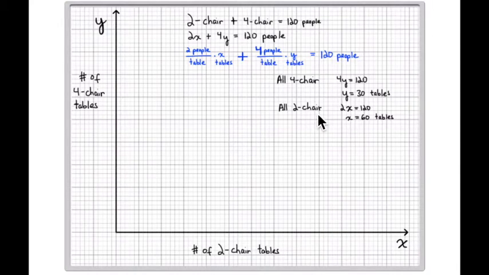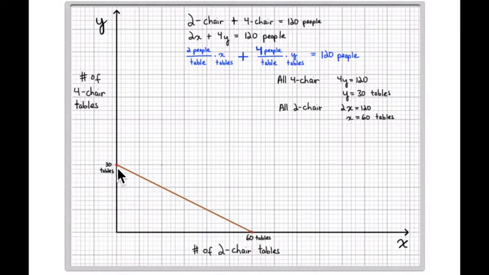But let's say, on the other hand, that we had all tables that can seat 2 people. So 2 chairs. Well, y is going to be 0 in this case. So 2x is going to equal 120 people. 120 divided by 2 is equal to 60 tables. So if we have all tables that can seat 2 people or 2 chairs, that's going to be 60 tables. That's going to be out here. So this goes from 30 tables, that's the y-intercept, so only tables that can seat 4 people, to 60 tables, that's going to be the x-intercept, so only tables that can seat 2 people.